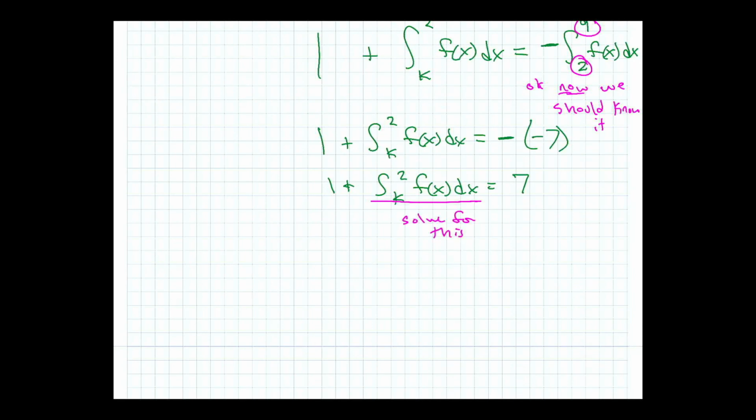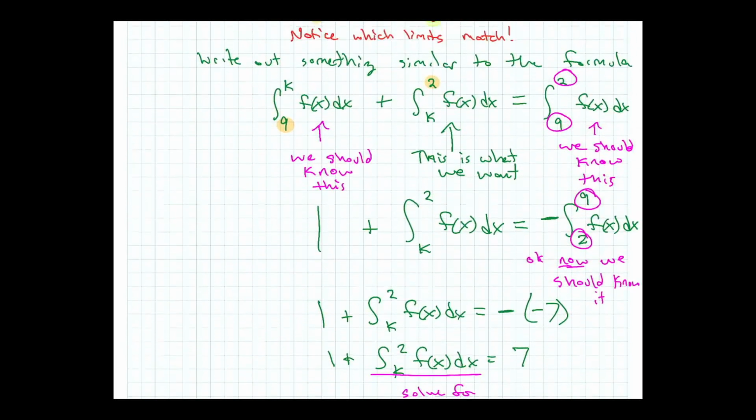Solve for this. So you're just going to subtract the 1 over to the other side using basic algebra. So the integral from k to 2 of f of x dx is going to be 7 minus 1, which is 6. So that is tricky, but we did it.